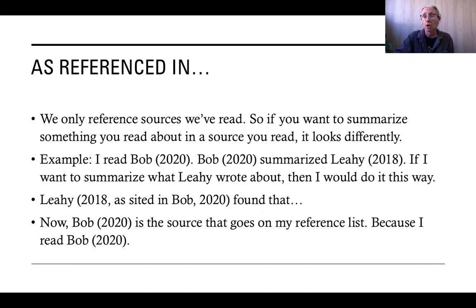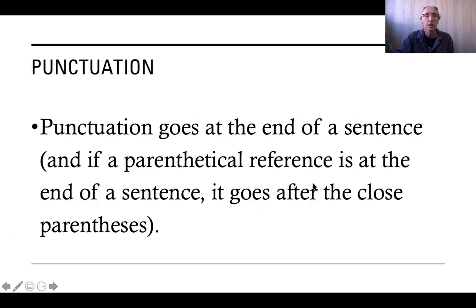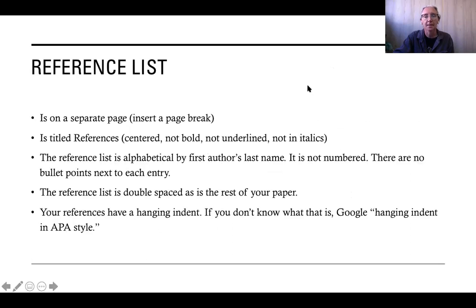So then what goes on your reference list? Bob, 2002, the source that you actually read, goes on your reference list, because I read Bob, 2002. Okay. Again, punctuation goes at the end of the sentence, and if a parenthetical reference is at the end of the sentence, it goes after the closed parentheses, just like this, as I've demonstrated on a couple of previous slides. So let's talk about your reference list.